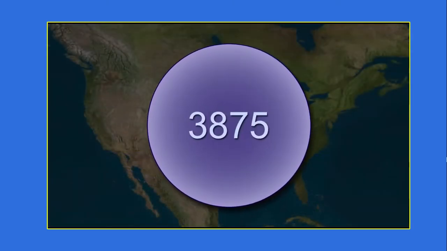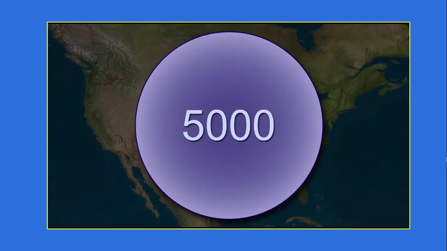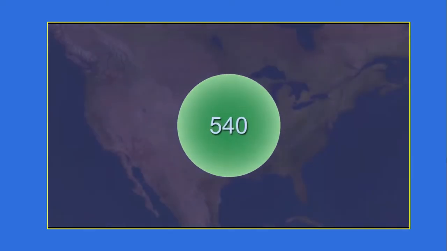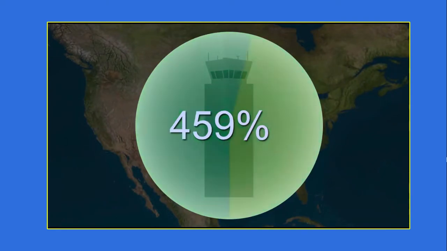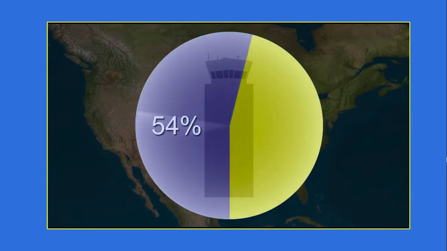Of the 5,000 plus public use airports in the U.S., about 540 of them have enough traffic to warrant a full-time or part-time control tower. Just over half of the control towers in the U.S. are operated by the FAA. The other 46% are operated by private contractors.